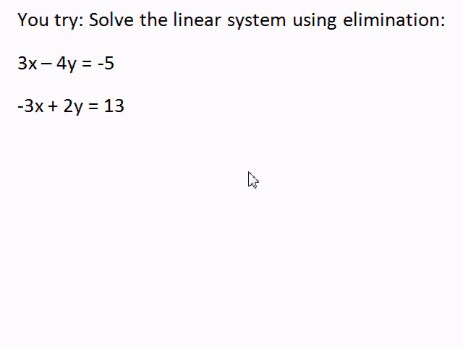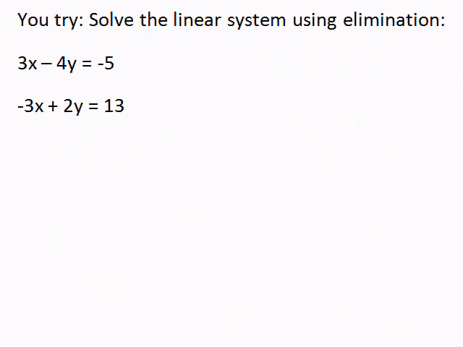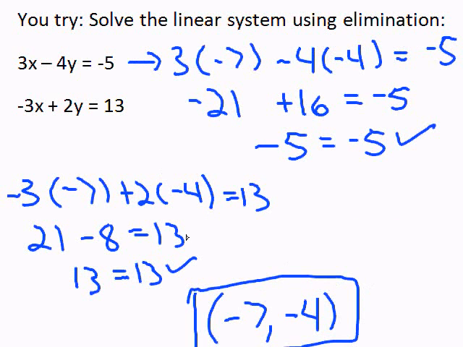Solve this following linear system on your own, pressing pause. When you're ready to see the answer, please press play. When I worked it out, I got negative 7, negative 4 as my solution to the linear system. What we're going to do next is I'm going to go ahead and check my solution. So again, you go ahead and press pause and press play when you're ready to see the check. And when I checked my solution into both equations, I found out that it was true, so negative 7, negative 4 is indeed our solution to the linear system.